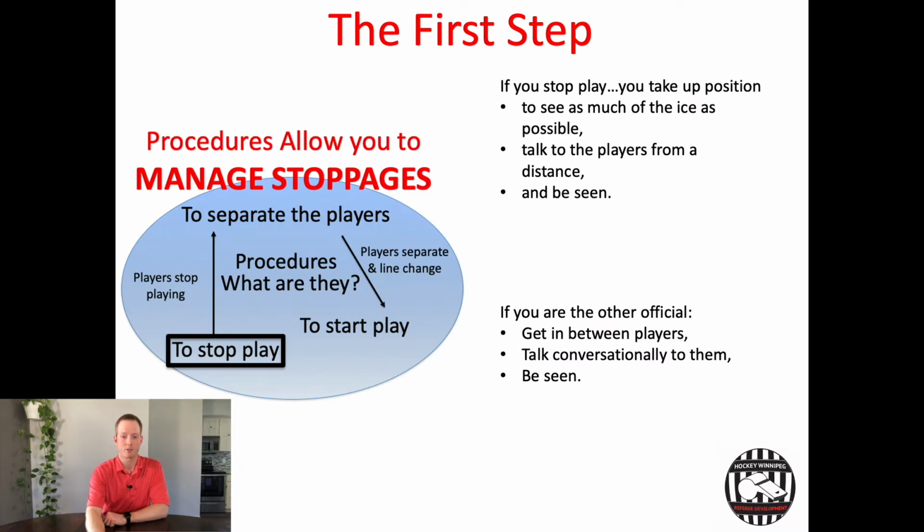Let's talk about that first step a little bit more. So in the first step, we're talking about stopping play. And the two officials who are on the ice in the two official system both have slightly different roles. If you are the one stopping play, then you're going to take up a position on the ice to see as much of the ice as possible, close enough that you can talk to the players that might be getting involved with each other, and also be seen by the entire arena. So that's the official who stops play.